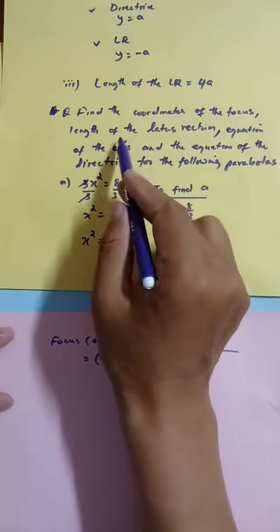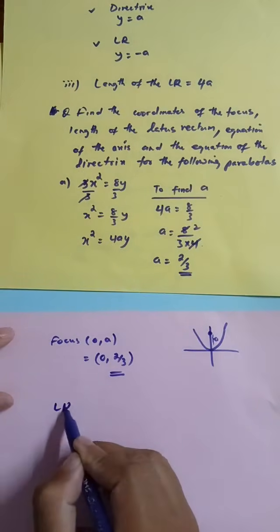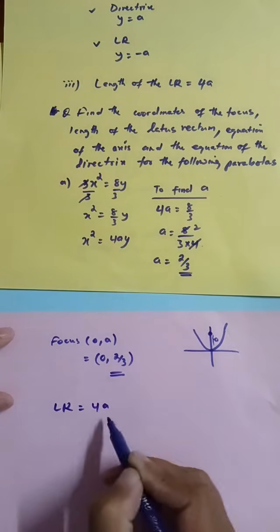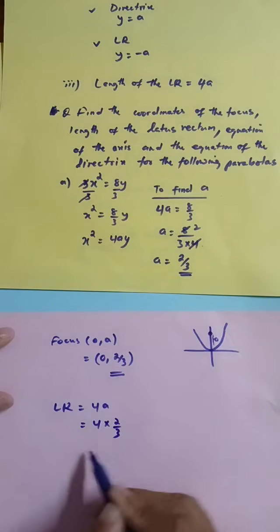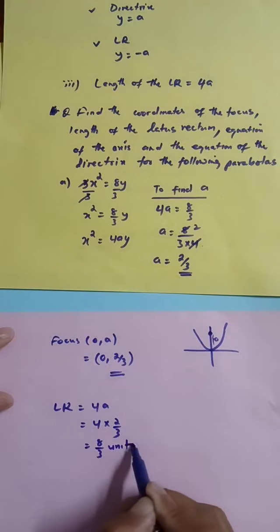The next is the length of the latus rectum. So LR equal to 4A. 4A is 4 times, what is my A? A is 2 over 3. So 4 times 2 will give you 8 over 3 units.